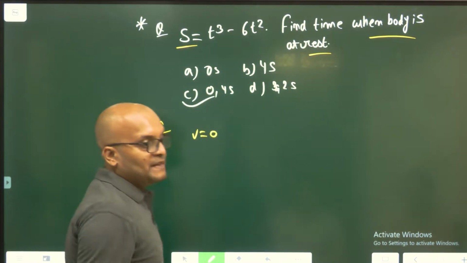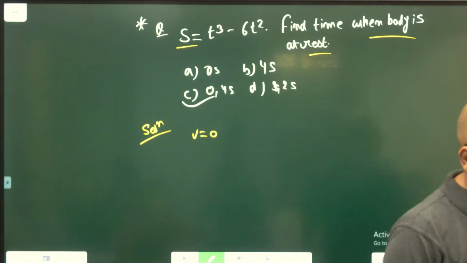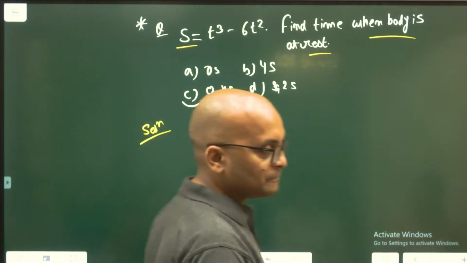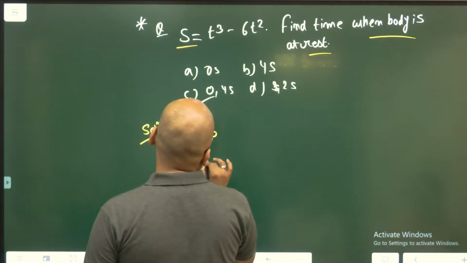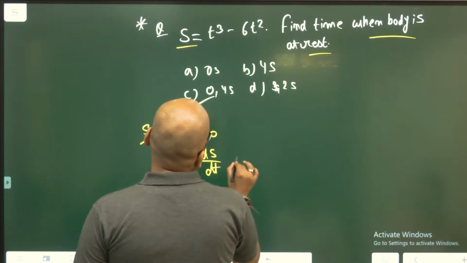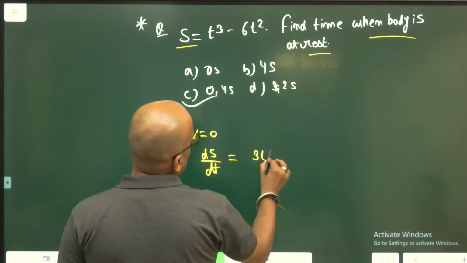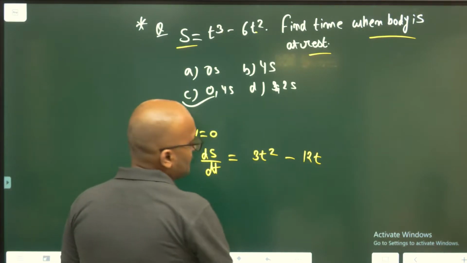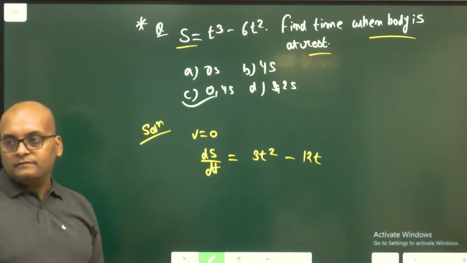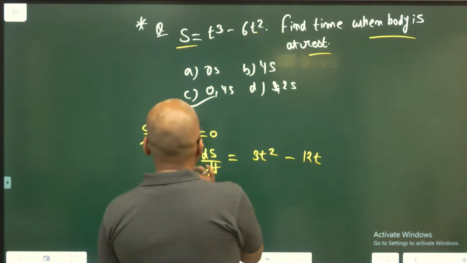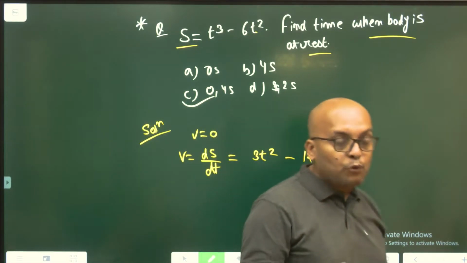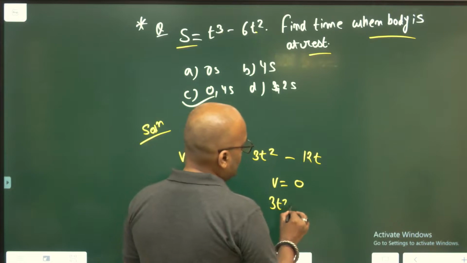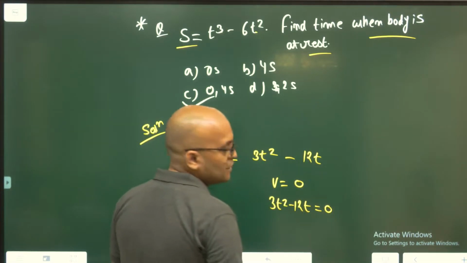We are provided with displacement, then how to calculate V? Differentiate it with respect to time, ds by dt. So t cube gives 3t square, and here you will get 12t. Okay, now that's the velocity and the question is saying that body is at rest, so we will equate it to 0. V should be equal to 0. So 3t square minus 12t should be equal to 0.